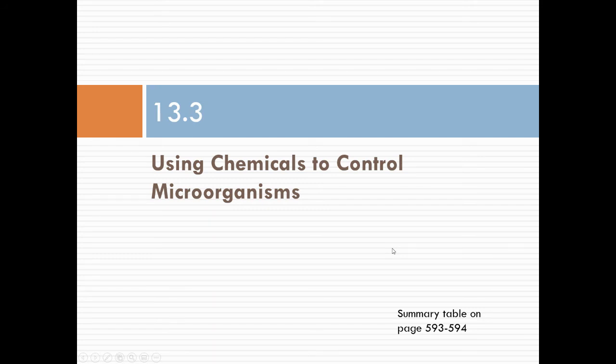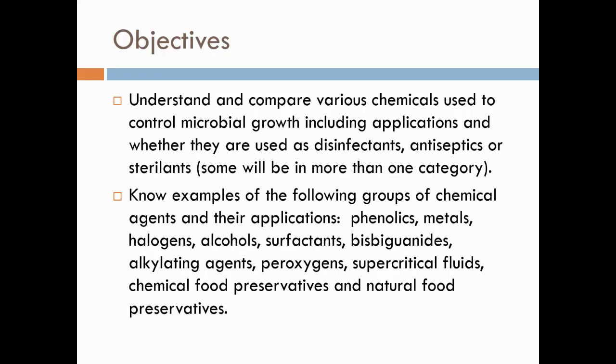All right, so those were all physical methods of control. Now let's look at some chemical methods. Here we have a table on pages 593 to 594. Again, you have no page numbers, so go to section 13.3 and scroll till you find it.